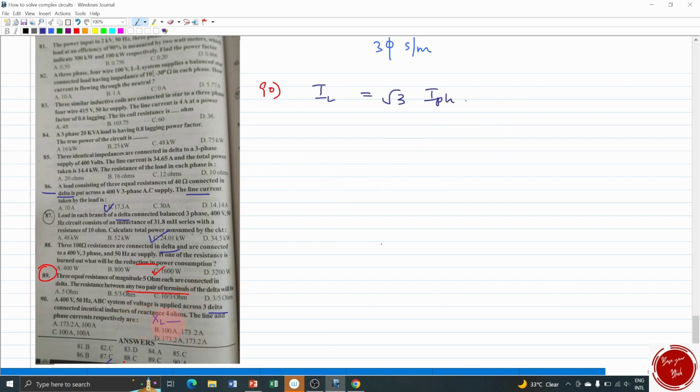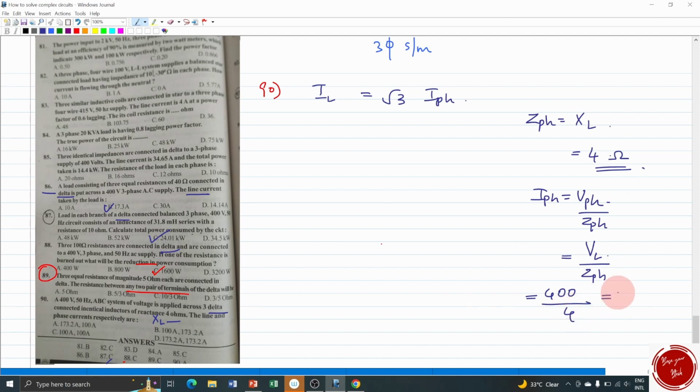The inductive reactance is given. See, there are only inductors present in the load. So Z phase is equal to XL. There is no R coming up here and XL value is 4. Okay, so Z phase value is 4 ohms. Now, I phase is equal to V phase by Z phase. What is V phase? Since it is a delta connected system, it is VL by Z phase. So VL is 400 divided by Z phase 4, and that is your I phase. I phase is equal to 100 ampere.